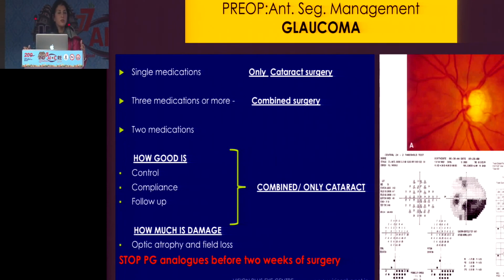If the patient is well controlled on a single medication, just cataract surgery alone may suffice, and you can continue the post-op anti-glaucoma medications. But if the patient is already on maximal medical therapy, you would like to plan a glaucoma surgery along with it. Those cases who have just about, say, 2 medications, you need to see, does the patient have good control? Is the patient going to come for follow-ups? Or if the damage is already extensive, then you may want to do a combined surgery.